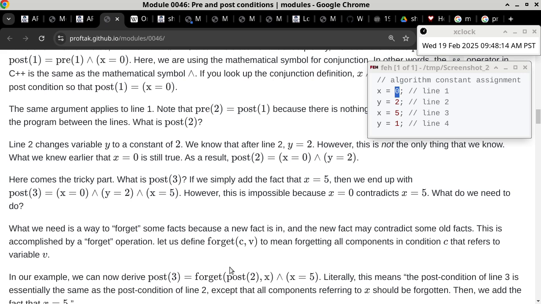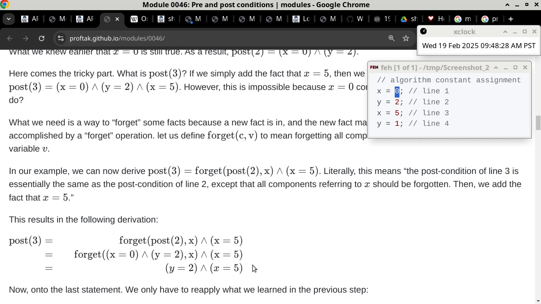So in this case, the way we apply it is to say post 3 is forget post 2 x, and x equals 5. So let me explain this step by step. Let me scroll the screen up so everybody can see it. This basically says the post condition of line 3, which is what has to be true after line 3 executes, is based on what we know about post 2. But anything in post 2 that mentions x, let's get rid of those because x is going to be changed to 5. So whatever we knew about x before probably is not going to hold anymore.